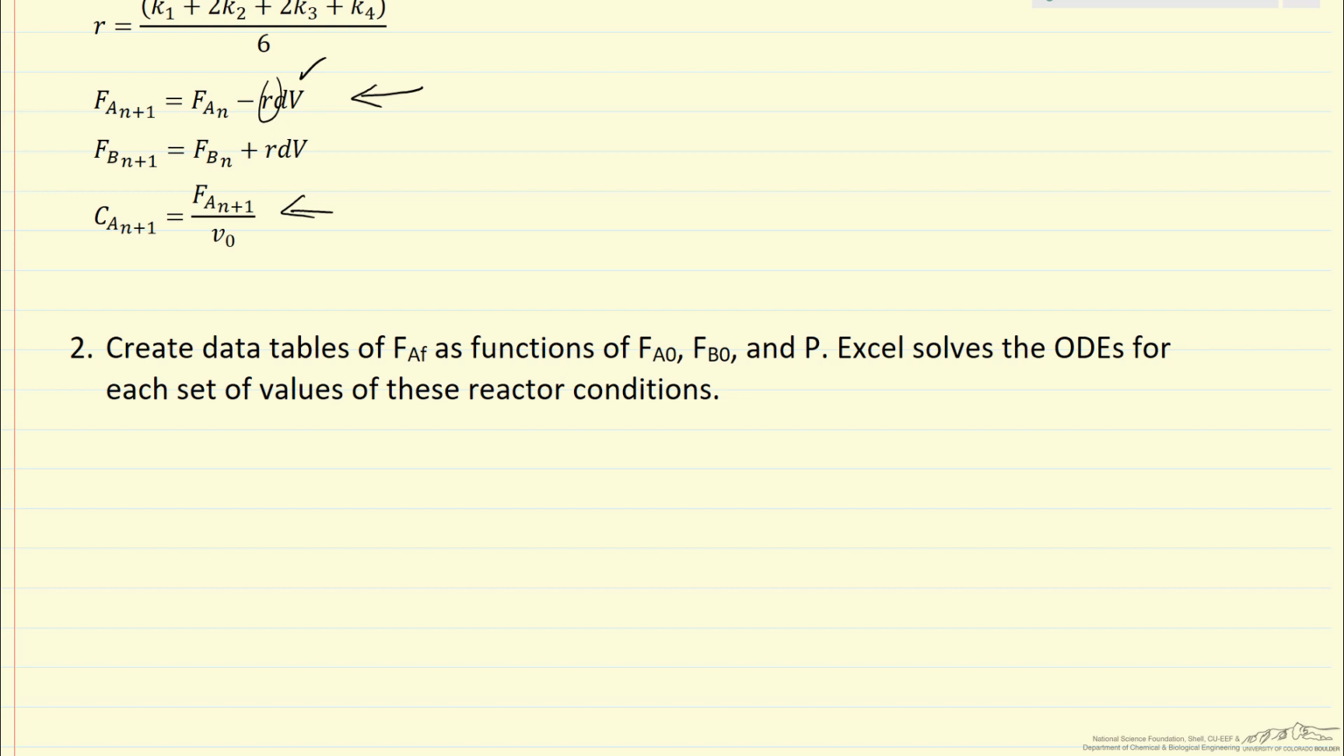Because we have three reactor conditions that we're changing, we have to create more than one data table. For this particular example, I've created two data tables. We could certainly have done it with three data tables, but that's just a matter of how we carry out experiments and what conditions we need. Excel then solves the ordinary differential equations for each set of values and puts the output into those data tables, and it can do this relatively quickly for solving the differential equations for 10 or 15 different conditions.